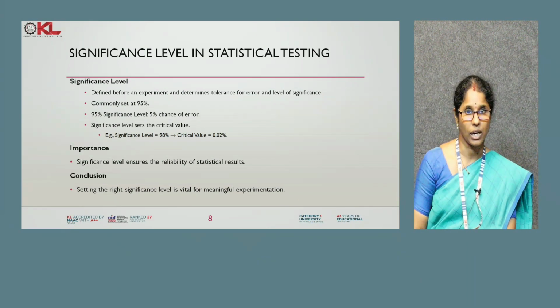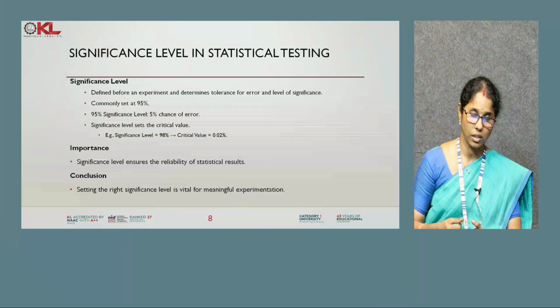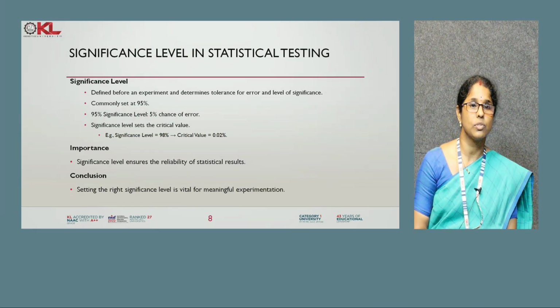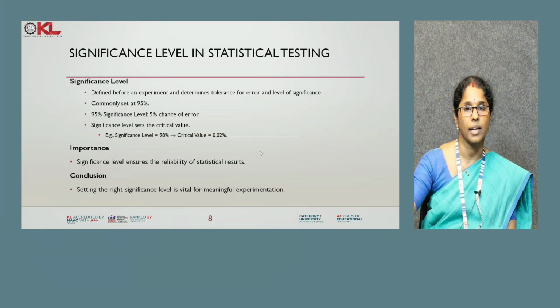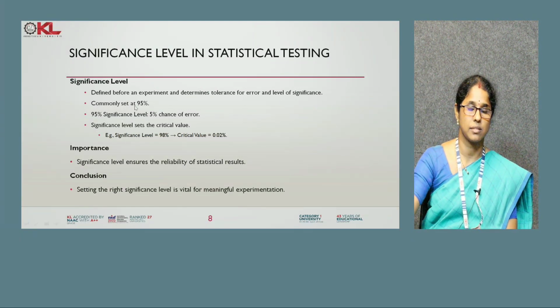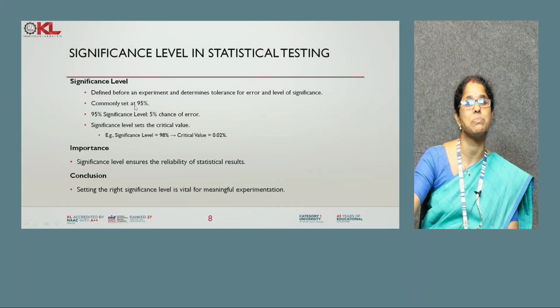When you're checking with your hypothesis, we have to be sure that it's giving you accurate results. So the significance level is something that plays a vital role here, so that you can say how accurate the hypothesis is that you are judging with. It is defined on an experiment and determines the tolerance for error. Commonly the significance level will be set to 95%. That means a 5% chance of error is what we are expecting.